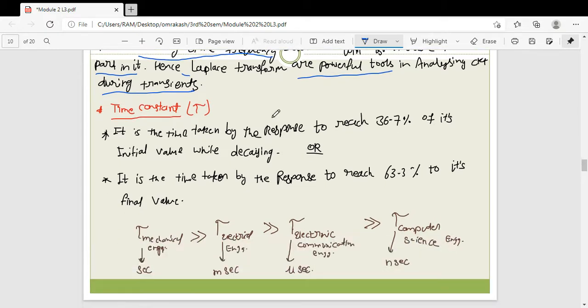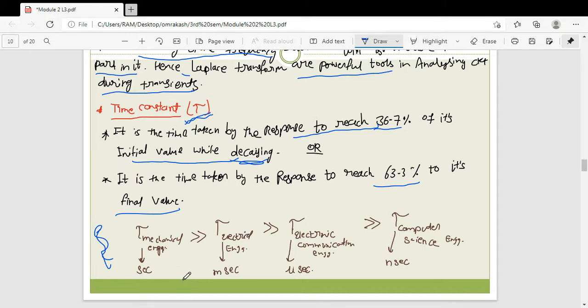Now the time constant is here. You need to know this. What is the time constant? It is the time taken by the response to reach 36.7% of its initial value while decaying, right? Or you can also say that it is the time taken by the response to reach 63.3% of its final value. There are some examples I am taking here.